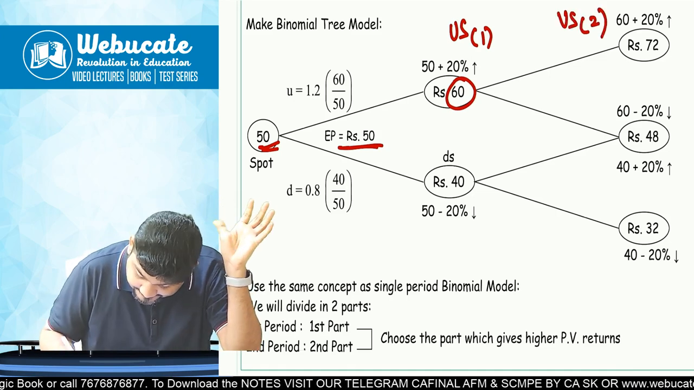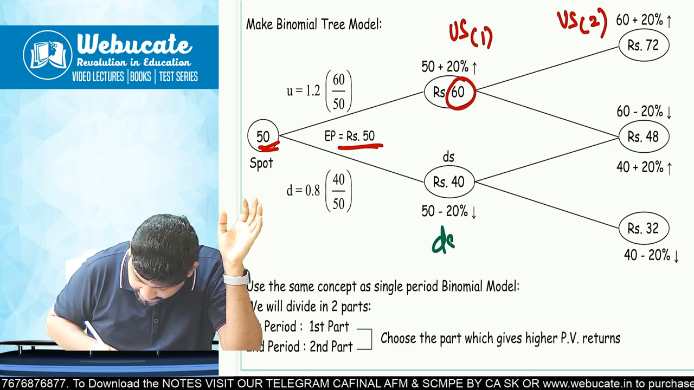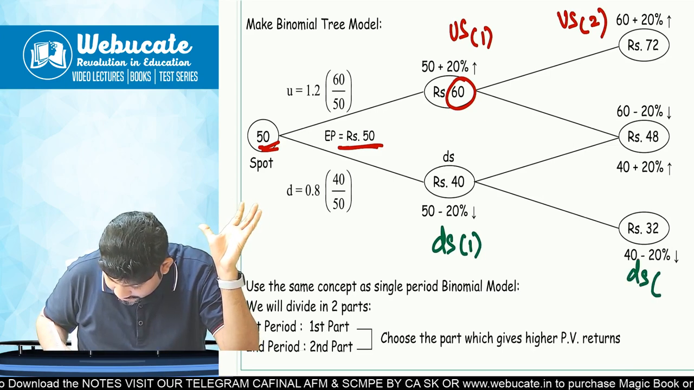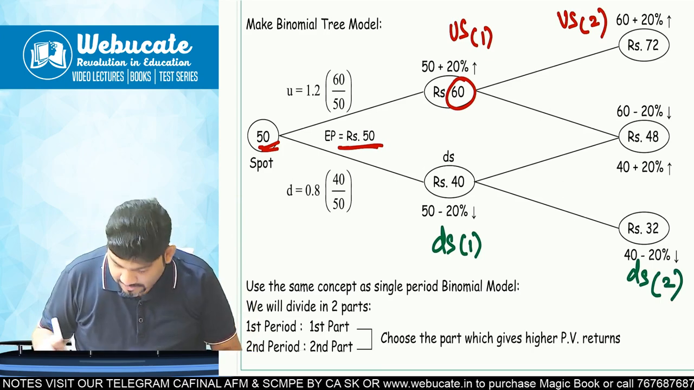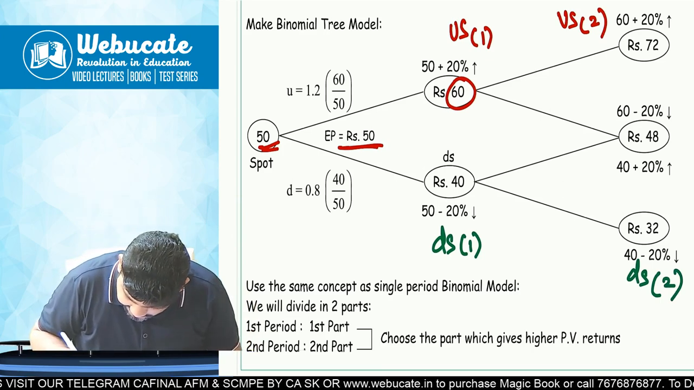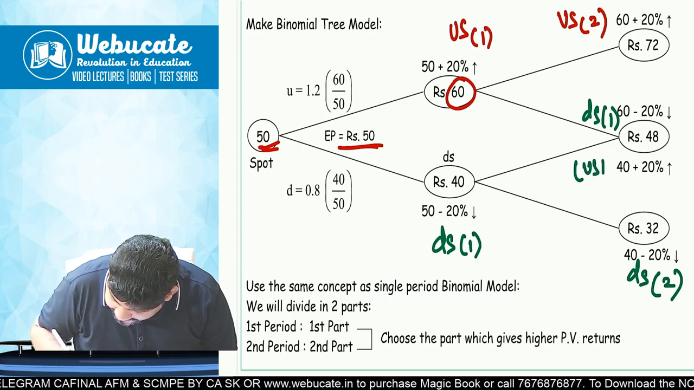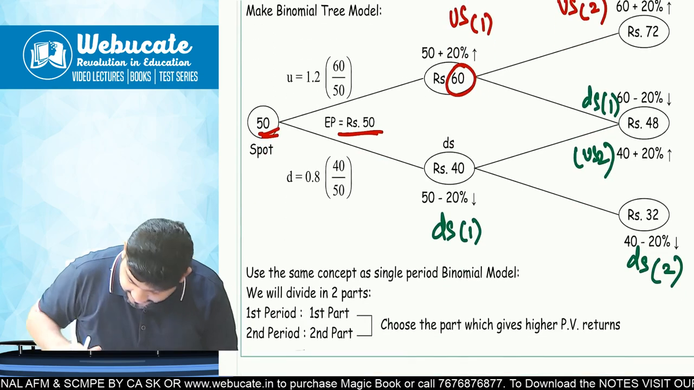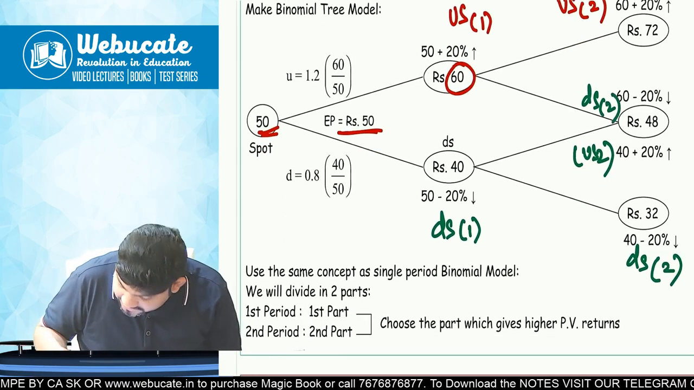Then we have DS for 1 year, and then we have DS for 2 years. Simple. This is your downside for 1 year. This is your upside for second year. This is your downside for second year. Sorry, downside for second year. Got it?